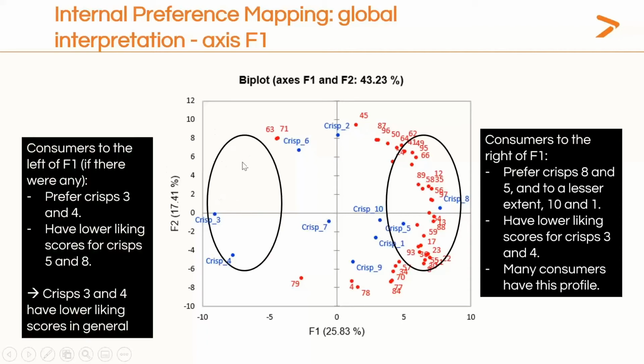On the other hand, we can have the opposite reasoning. Consumers on the left of F1, if there were any, now we don't see any consumer, but imagine we had a few, would prefer crisps number 3 and 4 and have lower liking scores for crisps number 5 and 8. So it's the opposite reasoning. And we see that crisps number 3 and 4 have lower liking scores in general because we don't have anyone on this side of the PCA.